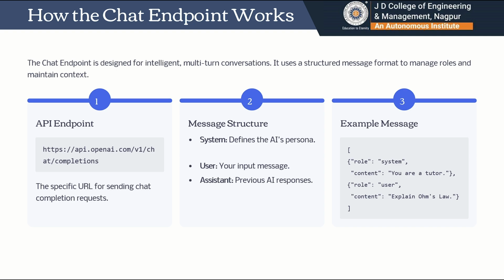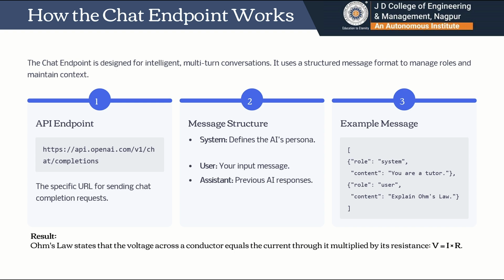Third is example message. Here's a simple but powerful example. Here, the first role is of system and the context for it is, you are a tutor. Second role is of user and the context is, explain Ohm's law. The assistant receives this and replies based on the role it was given. In this case, as a tutor, and as a result it answers just like a tutor would. And at the end, it gives a formula that is V equals IR. This is how structured messages combined with role definitions give us natural, educational and powerful conversational AI.